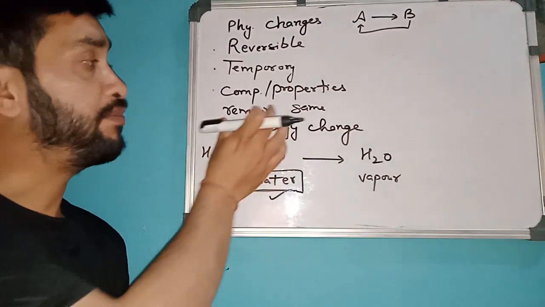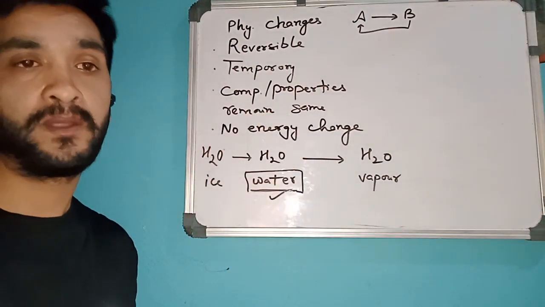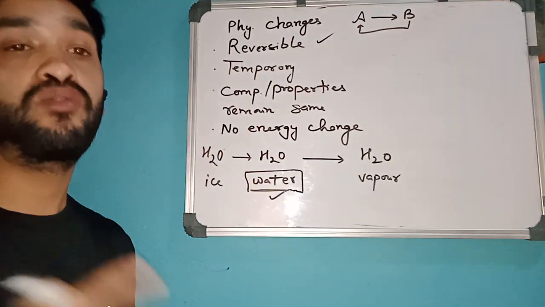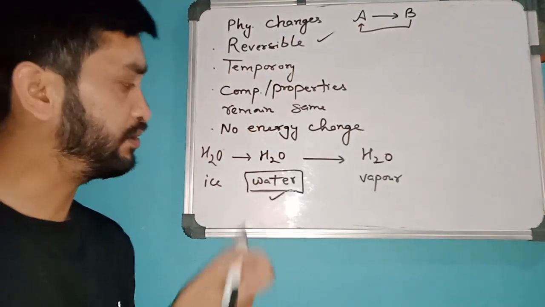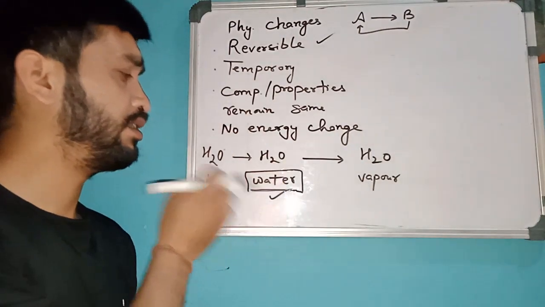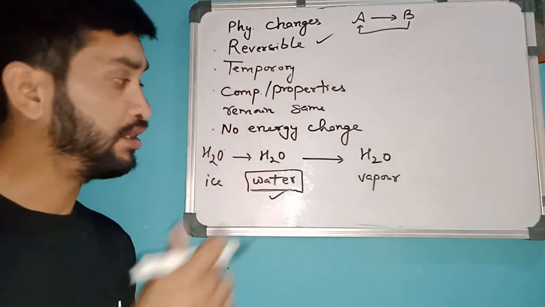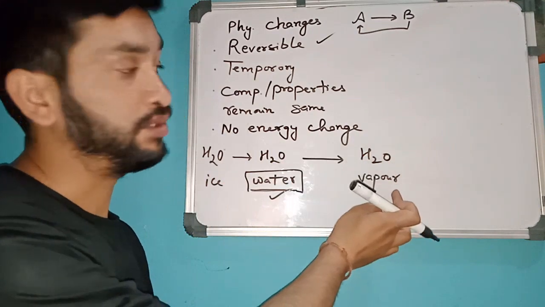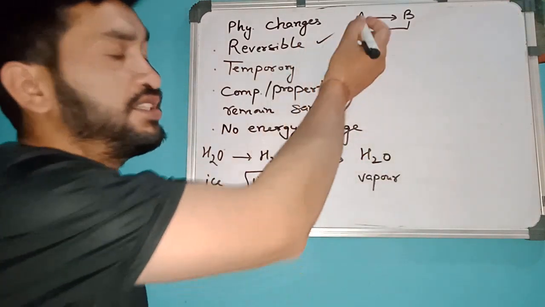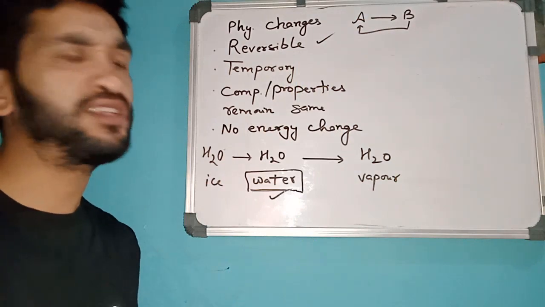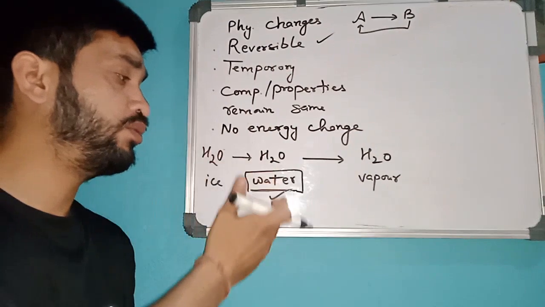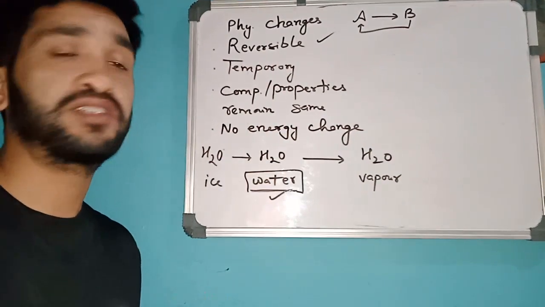It means the chemical composition is still the same. Now point number 1, how to verify it? It is reversible. Once I convert ice to water, again I can get ice from water. I can convert water to water vapor, and again I can get water from water vapor. It means the process is reversible. Ice can be converted to water, water to water vapor, water vapor to water, and water again back to ice. All these things are reversible.